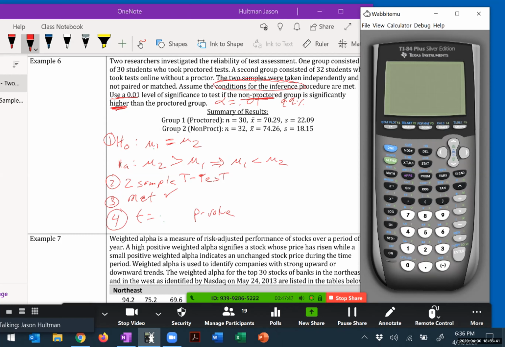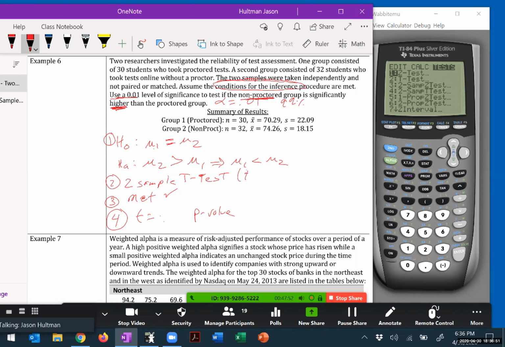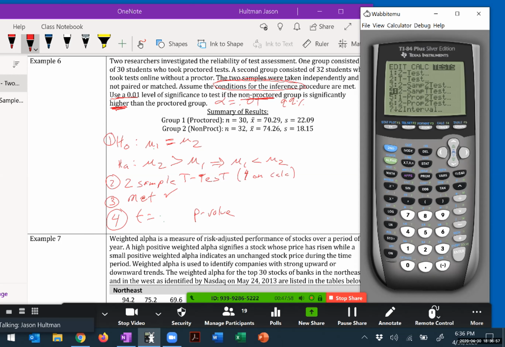So we're going to go stat, and we're going to go over to test. And what do we want now? We want number 4 on the calculator. Number 4 is 2-sample t-test.